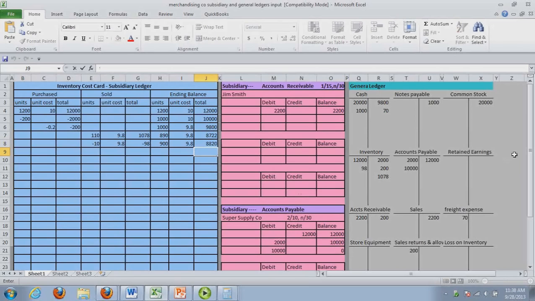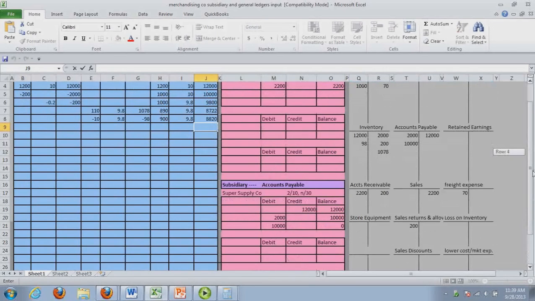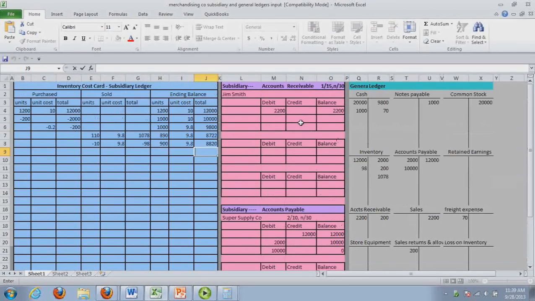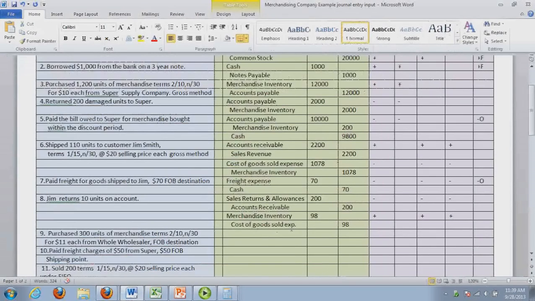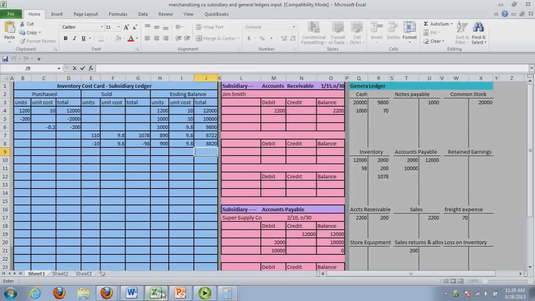The customer owes me less money. So if I come over here and I'm looking at the wrong one. Jim Smith is the one that owes me less money. So if we're not sure, I guess we'll go back and look. Jim Smith, the return was $200 on the retail. So it's a credit to accounts receivable in the journal entry, and it's a credit here. So now Jim owes me $2,000 before considering the discount.